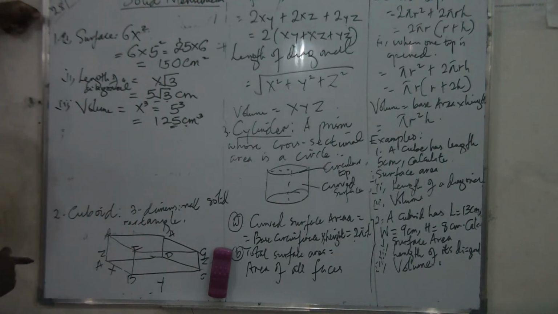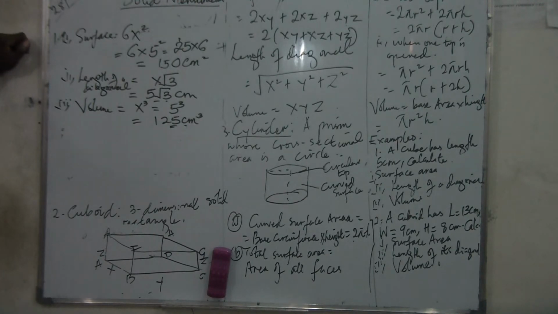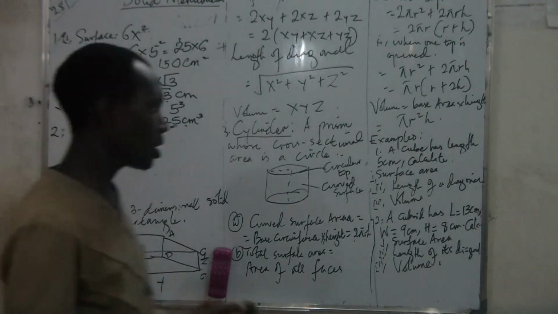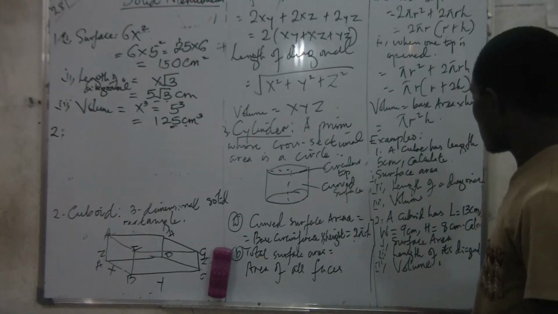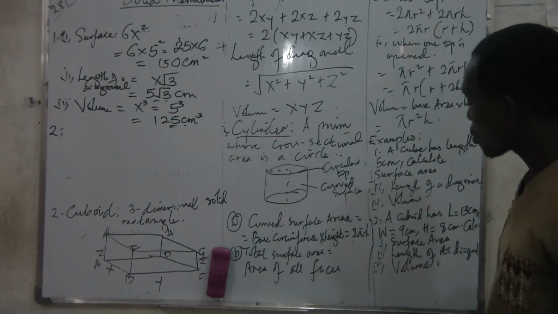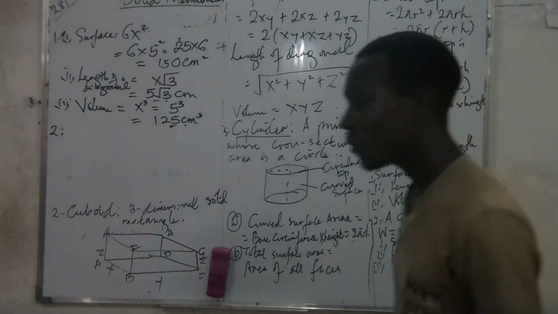Alright? Are we clear on this calculation? Are you clear on this? The next question, which is question 2, we are asked the same question here. It says a cuboid has length of 13 centimeters. The width is 9 centimeters. And the height is 8 centimeters. We are asked to calculate first the surface area.